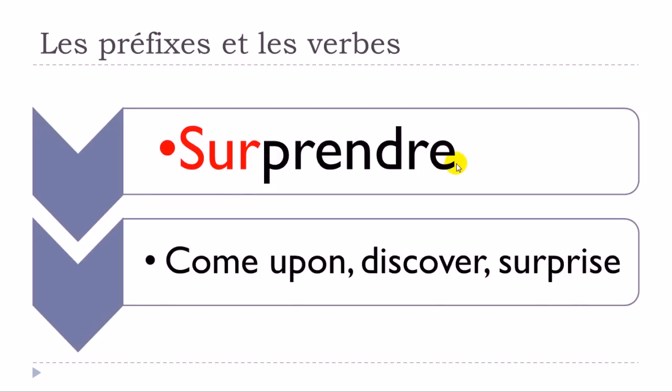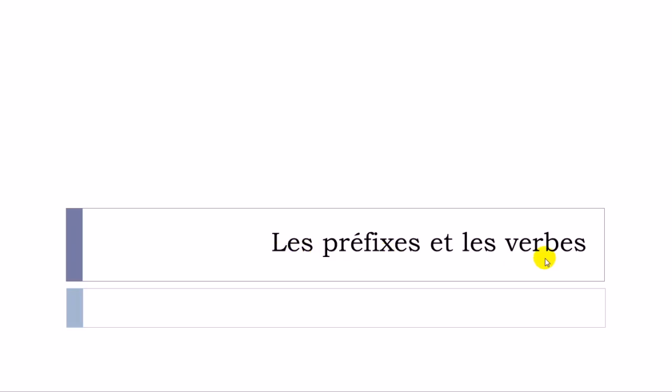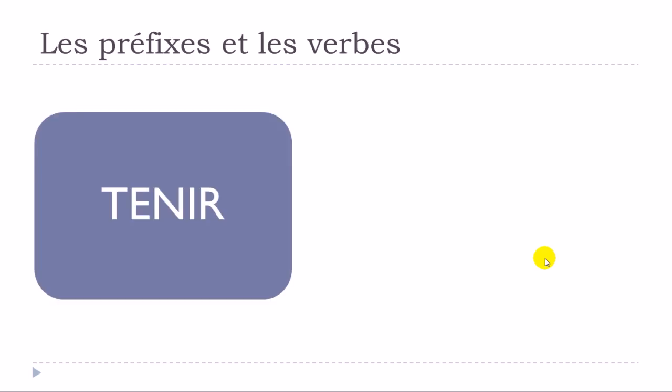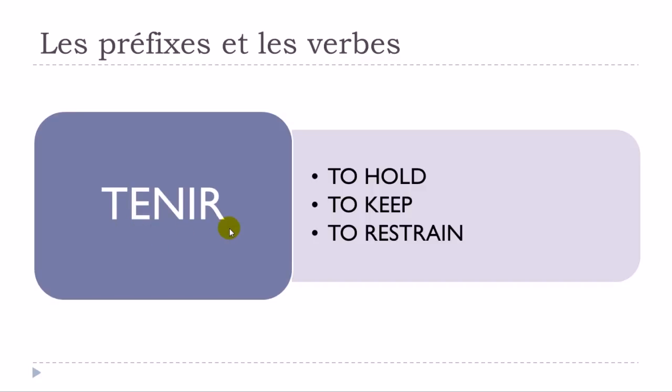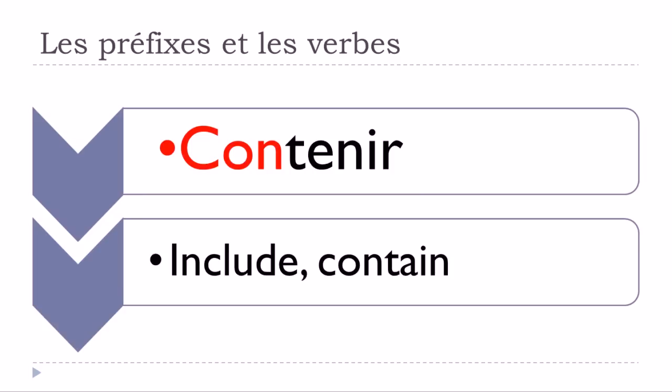Les préfixes et les verbes, and in this lesson, we'll concentrate on the verb tenir. And here is how you could translate this verb in English. Okay, so the idea is that it will be possible to add what we call préfixe, so actually letters before this verb, and by adding these letters, you will modify the meaning, the original meaning of this verb. Okay, so let's see now a few examples.